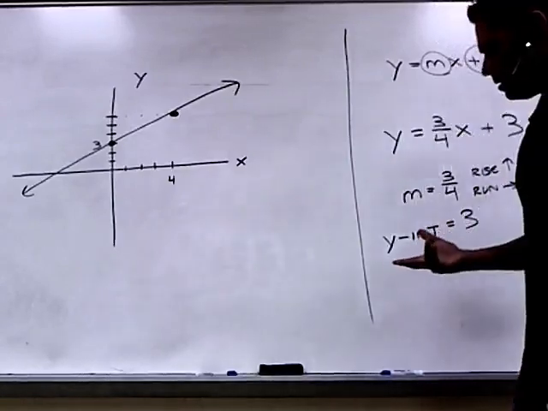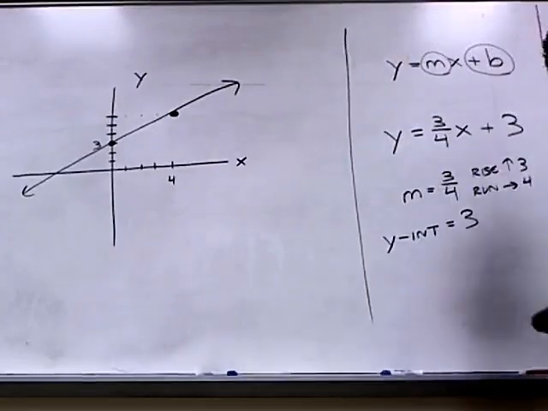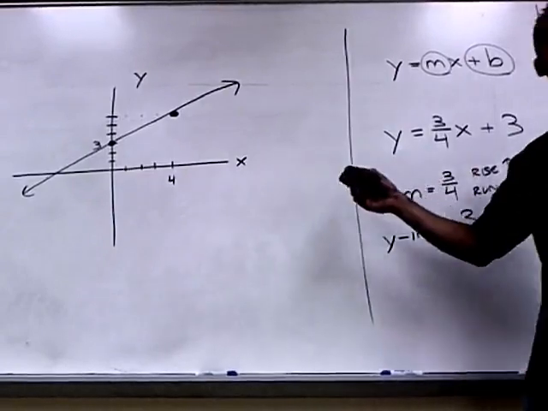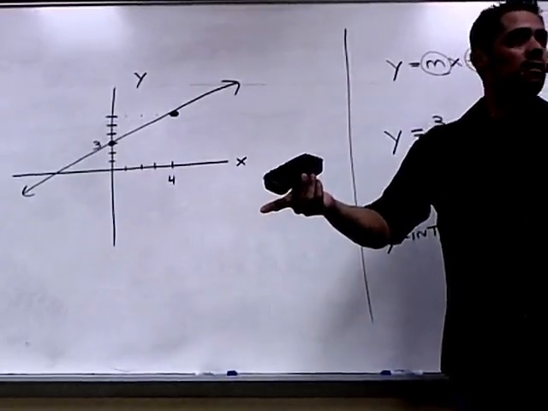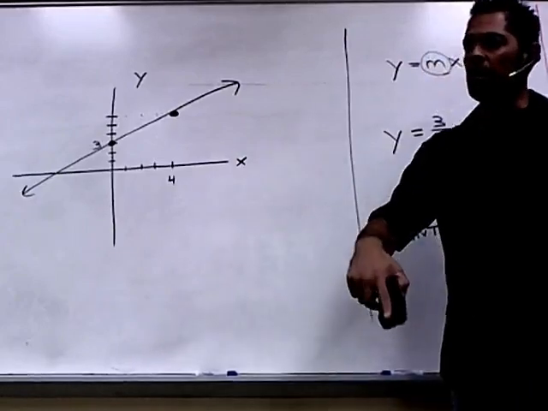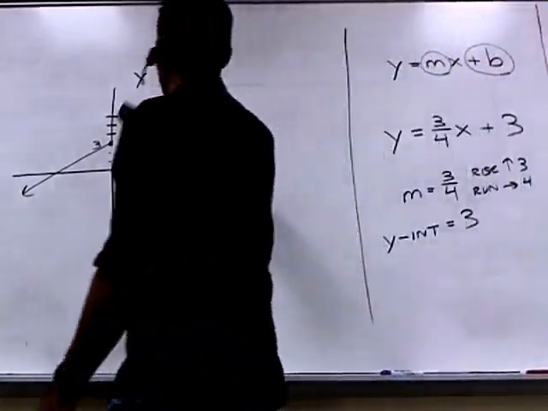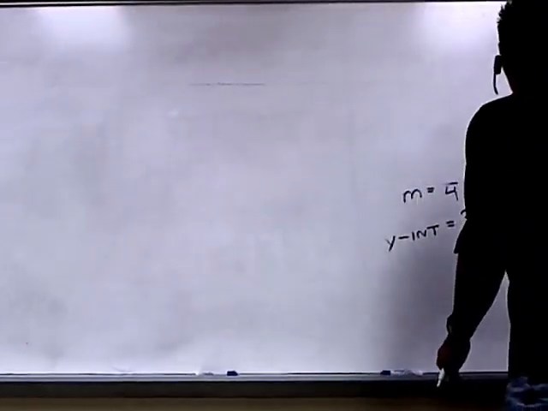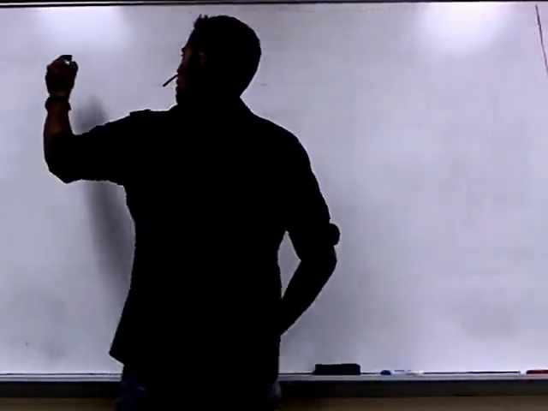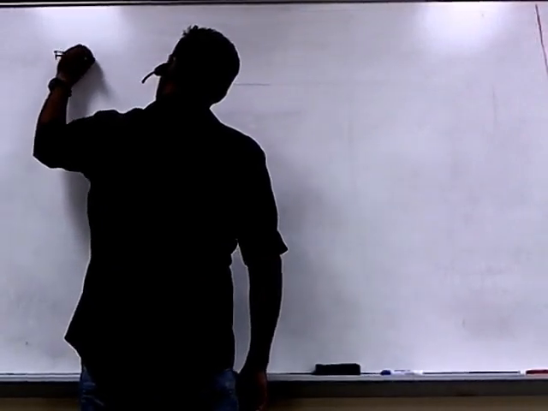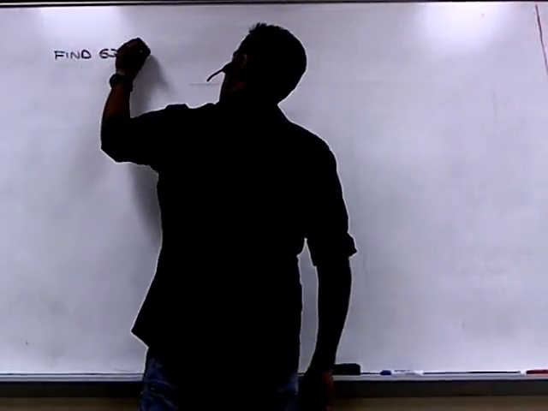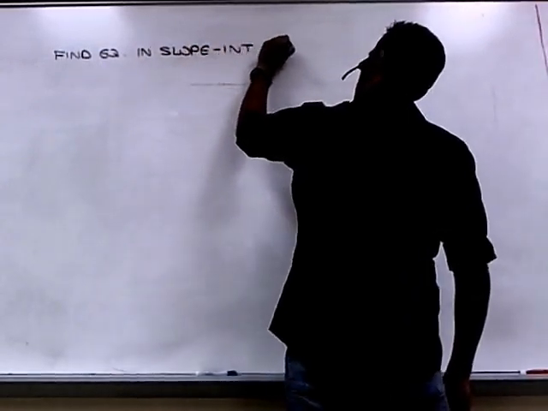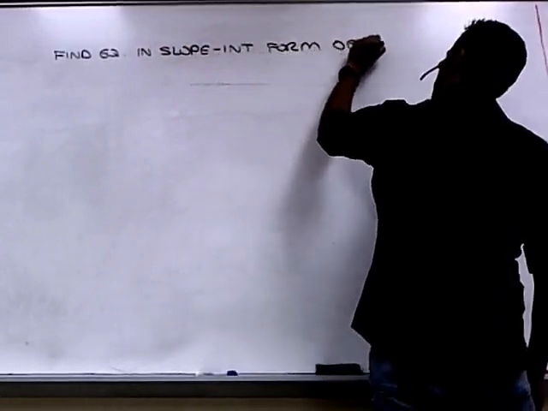Okay, the next type of problem that we're going to look at is, well, let me say it this way. If I give you the equation, you should be able to graph the line, right? What if I give you the graph of the line? Can you give me the equation? So that's where we're headed now. So find the equation in slope-intercept form of this line.